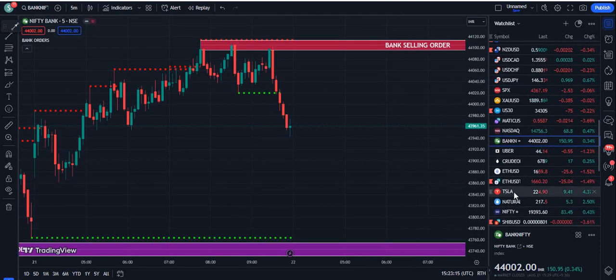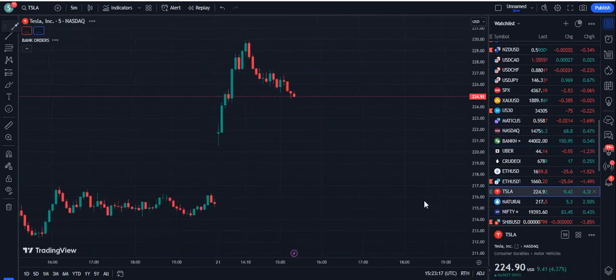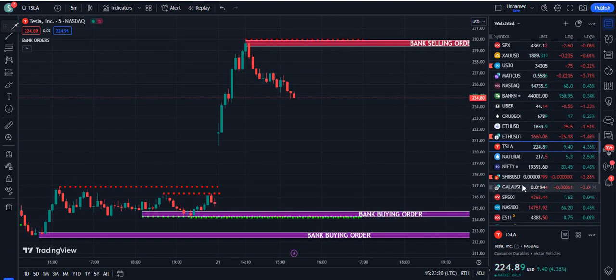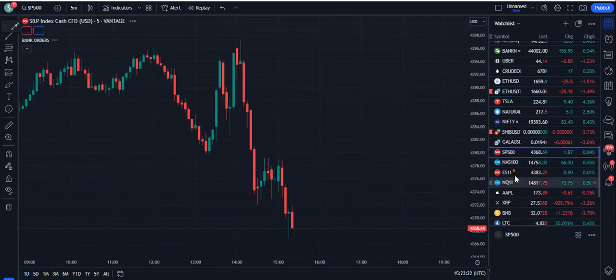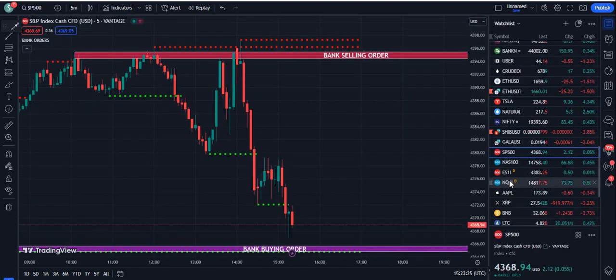This is not a time dependent indicator. If you are trading Tesla, stocks, crypto, forex, anything like S&P 500, ES, NQ, it will work on everything.